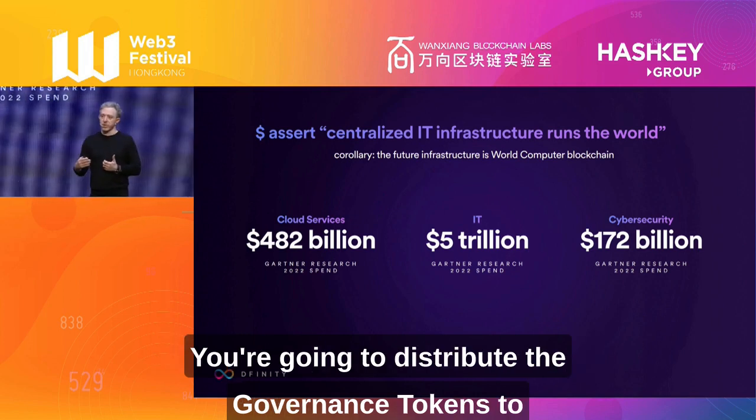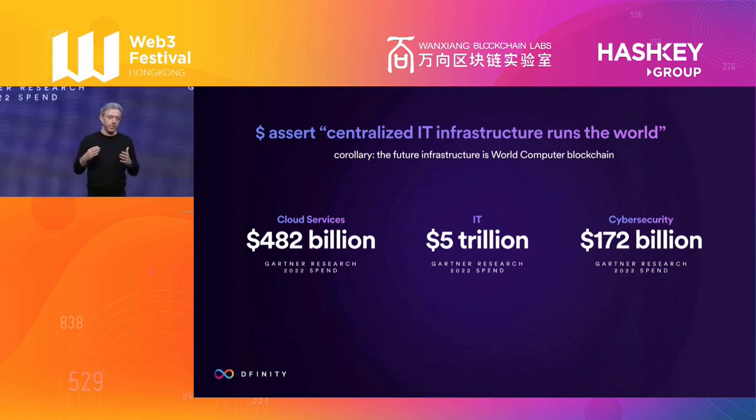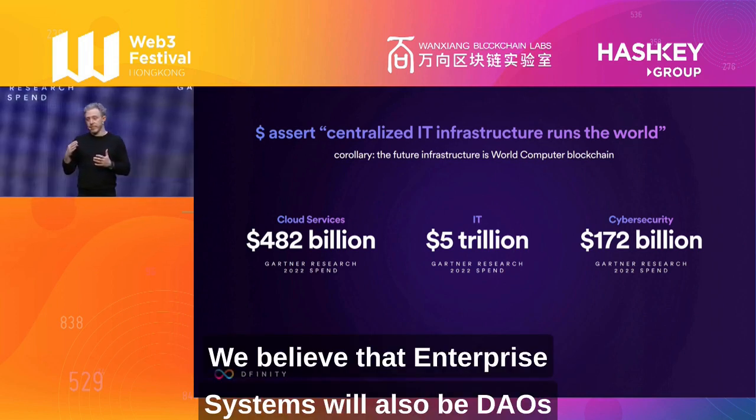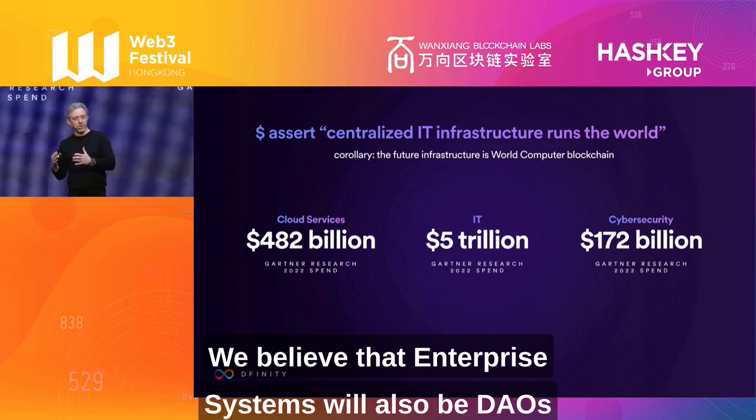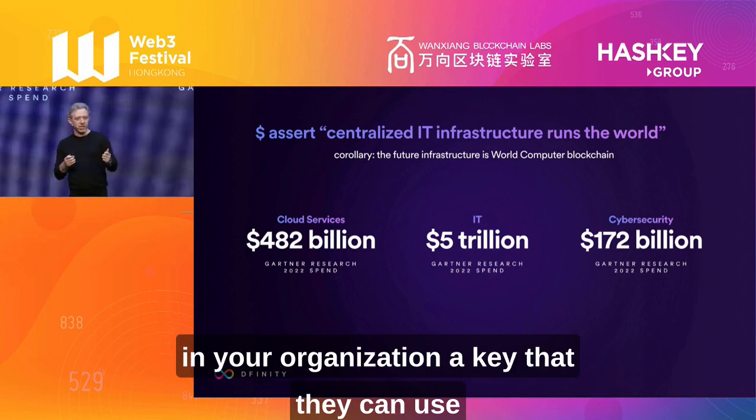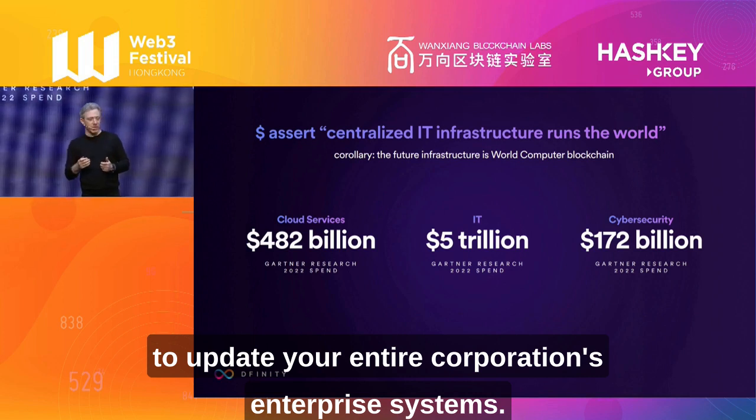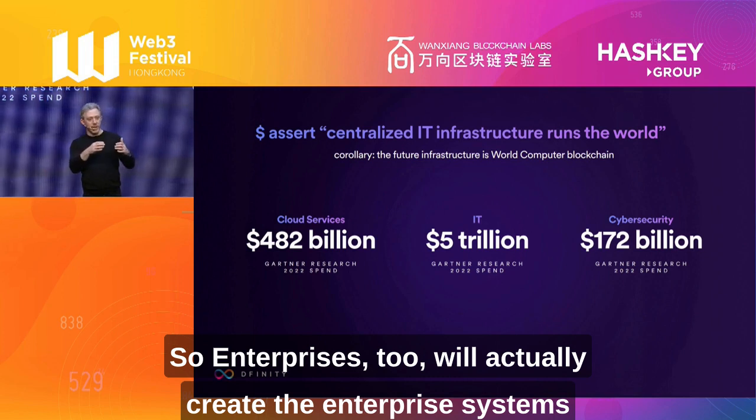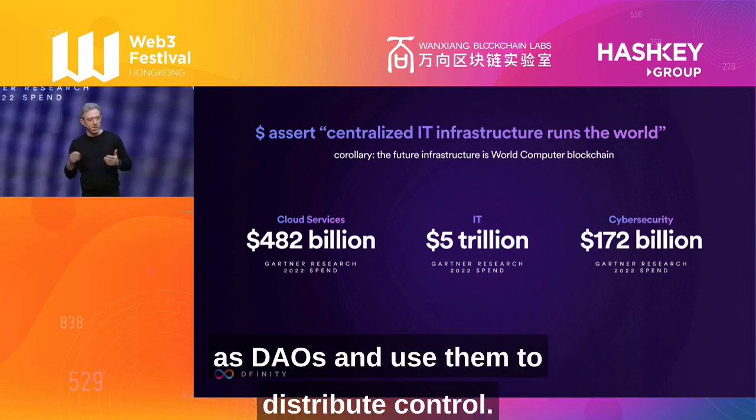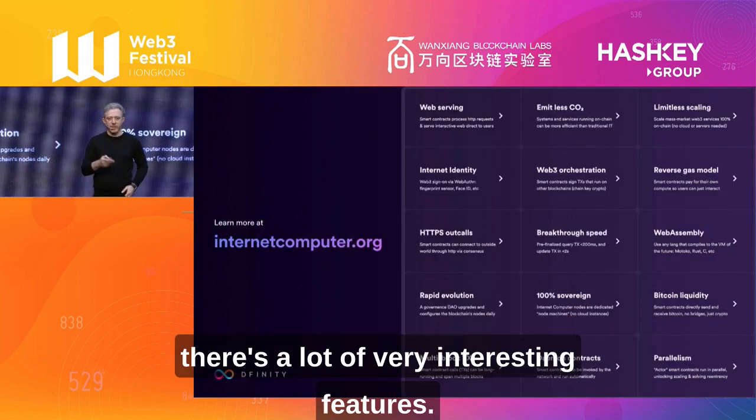You're going to distribute the governance tokens to a community. But also within the enterprise space, we believe that enterprise systems will also be DAOs, because it doesn't make sense to give one developer in your organization a key that they can use to update your entire corporation's enterprise systems. So enterprises, too, will create the enterprise systems as DAOs and use them to distribute control.